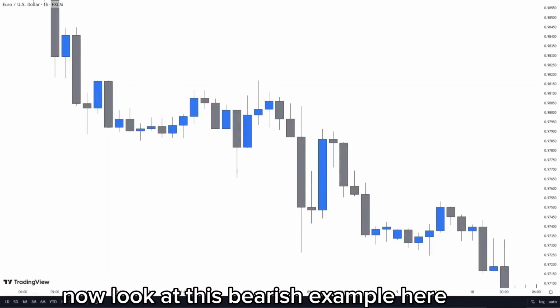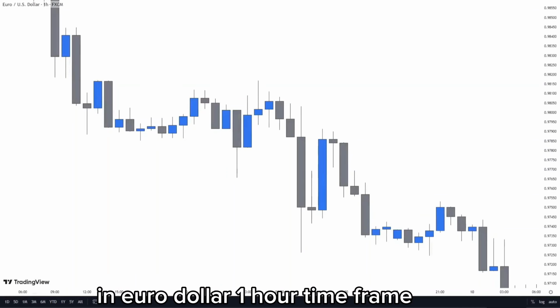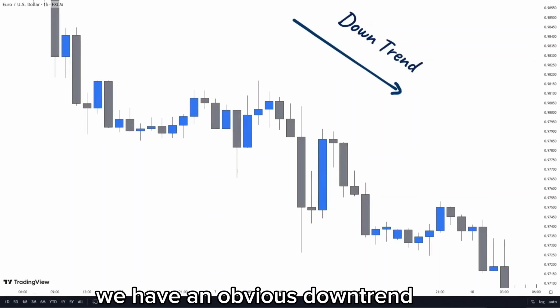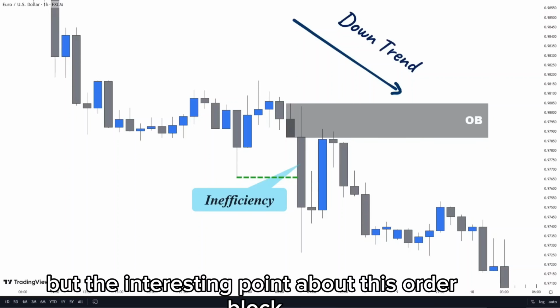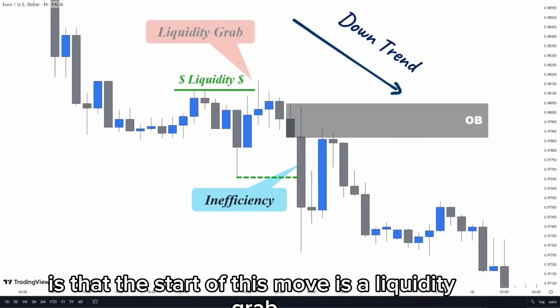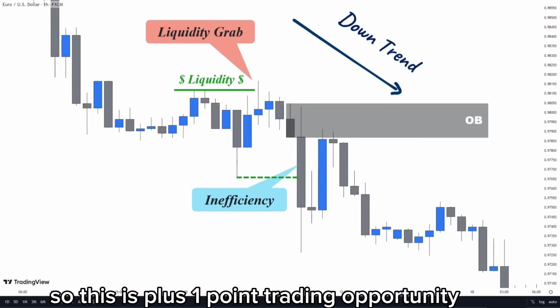Now look at this bearish example here. In euro-dollar 1-hour time frame, we have an obvious downtrend. We can spot this order block that created a clean inefficiency and break of structure. But the interesting point about this order block is that the start of this move is a liquidity grab, so this is a +1 point trading opportunity.